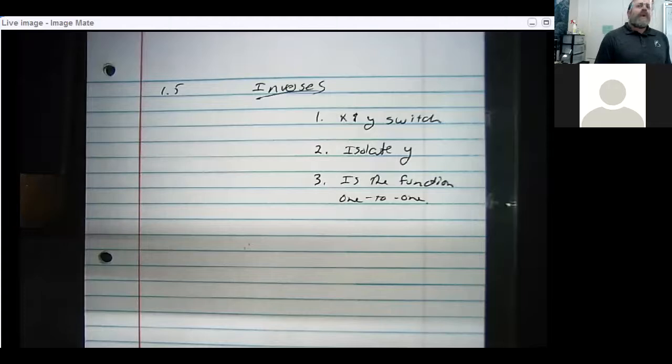See, 1-to-1, what does a function have to pass? What's that special rule that you learned long ago? The vertical line test. See, the vertical line test says if I give you an input, there has to be a well-defined output. But the problem is that's not enough.